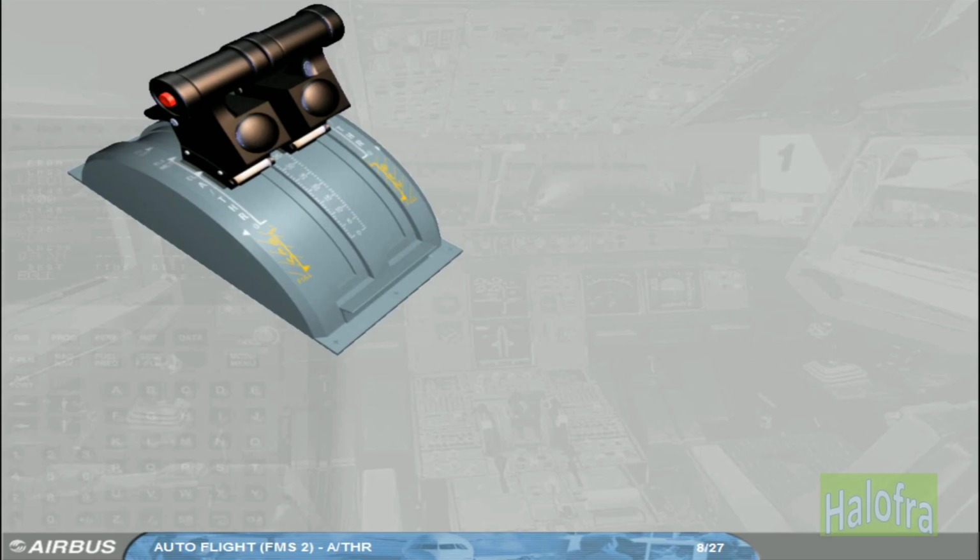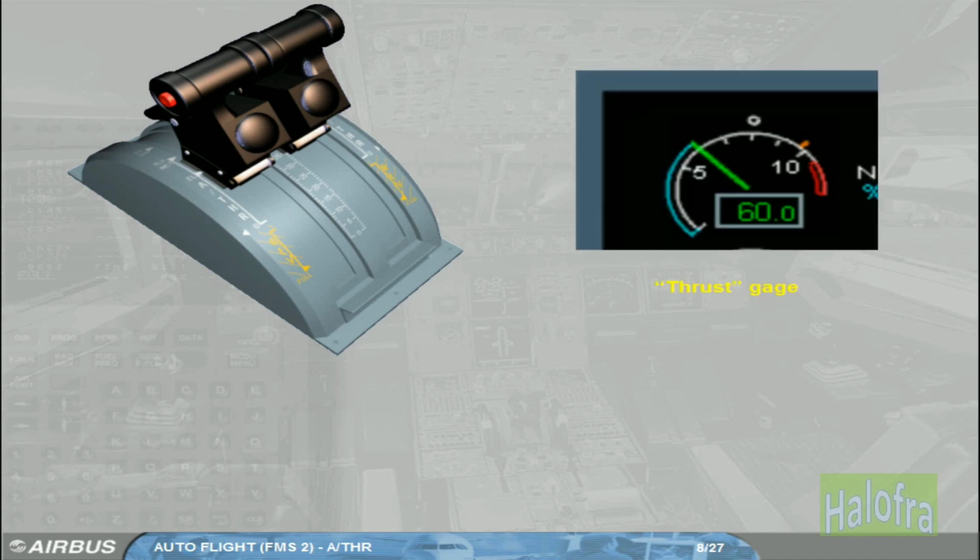When autothrust is on, the thrust lever position determines the maximum thrust which can be commanded by the autothrust, for example, to accelerate in speed mode. On the thrust gauge, which we will be talking about in the engine chapter, the thrust lever position is indicated by a symbol. It materializes the maximum thrust available for the autothrust in normal operation.